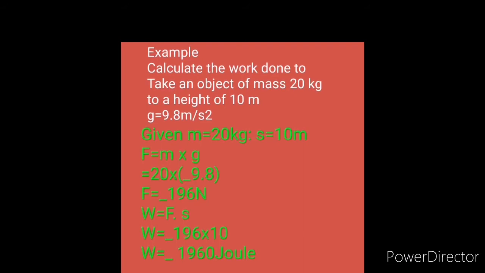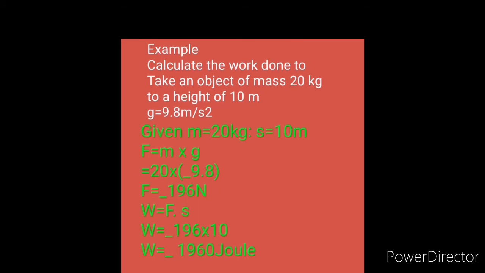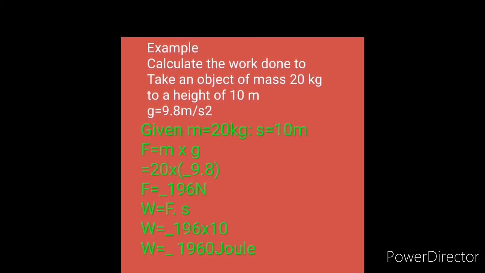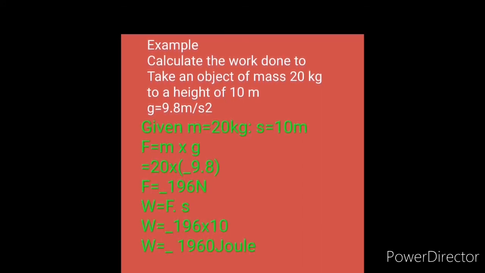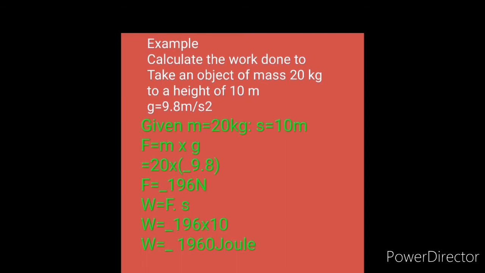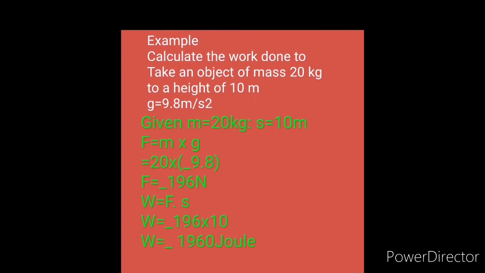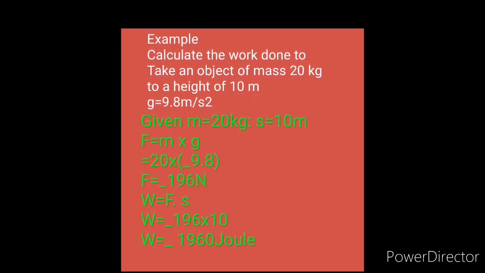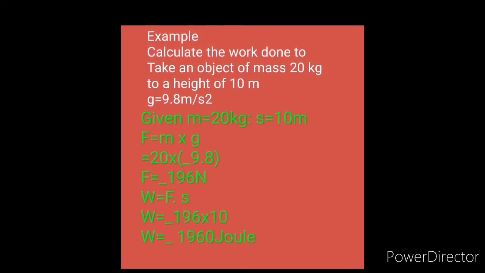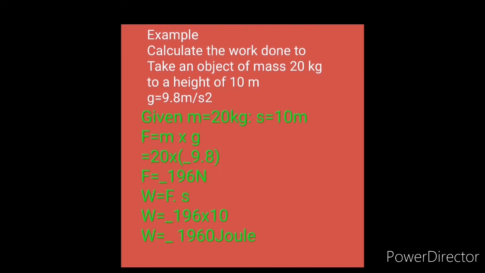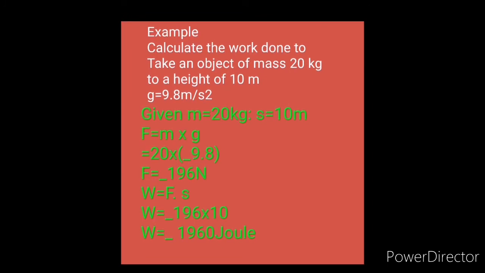Next is the example. Calculate the work done to take an object of mass 20 kg to a height of 10 meters. The value of g is given as 9.8 meter per second square. Given mass is 20 kg and displacement is 10 meters. Now calculate the force by using the formula F equals mass into gravitational acceleration, that is g.